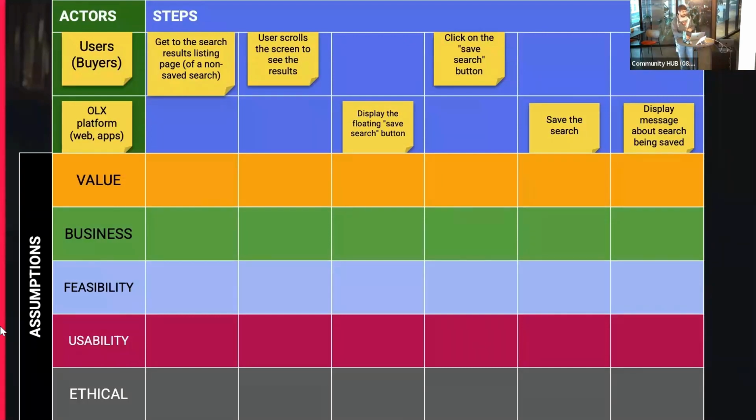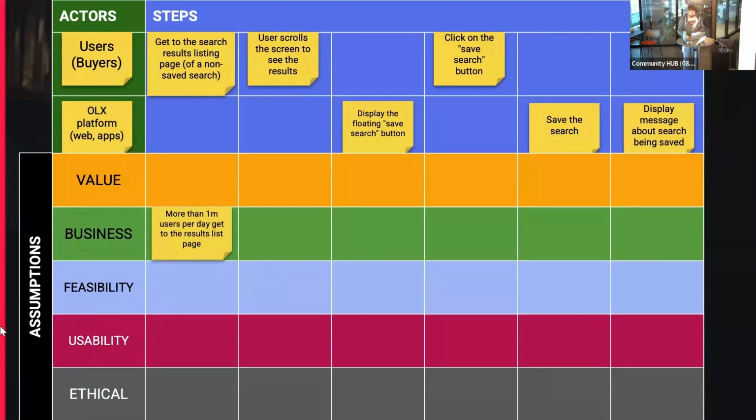So let's map out the assumptions to make it a bit more concrete. Let's go step by step. First, get to the search results listing page. I mapped out that for the business, for this idea to work, we need more than 1 million users per day that get to the result list page. Why is this a business assumption? Because for me to achieve my goal, I need a lot of users doing this action. If they don't, it's over.